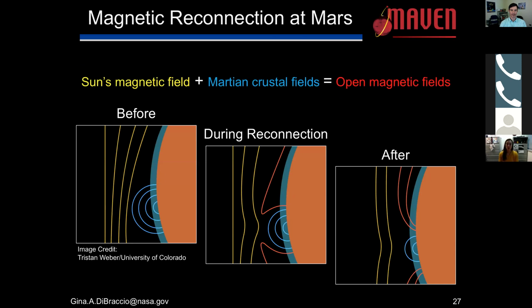So essentially, reconnection can occur whenever two different field lines come in contact with each other. The only difference that you need is just a slight shear in the direction, a slight tilt between the magnetic fields, and they will be able to come together and connect. And so at Earth, we have many observations of reconnection happening at the magnetopause.